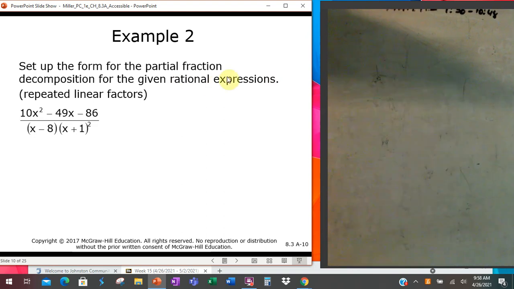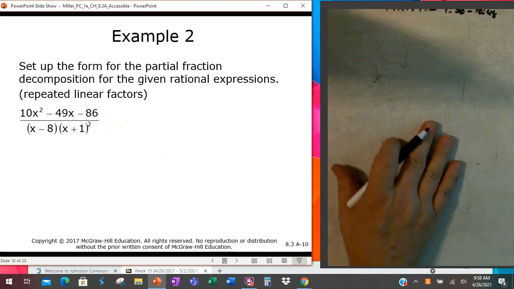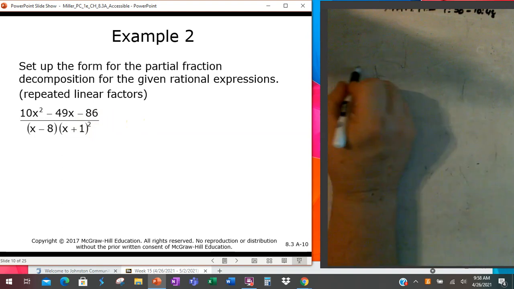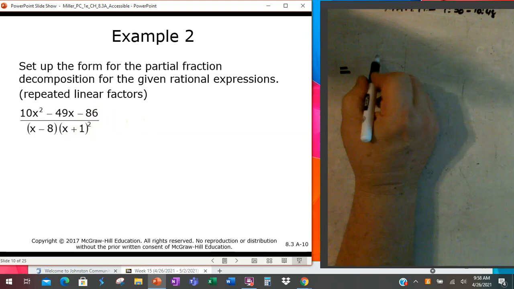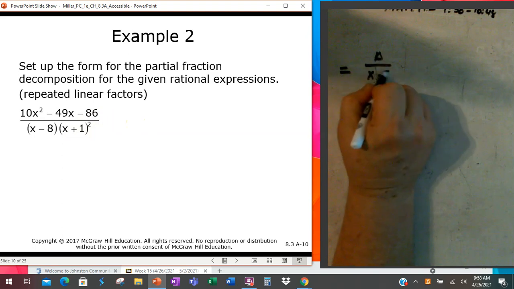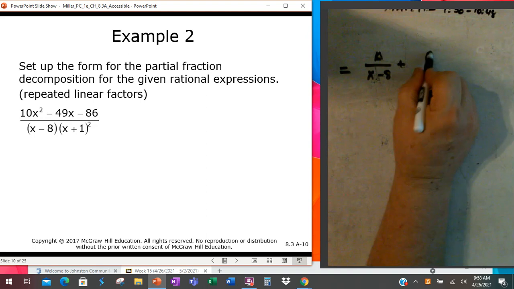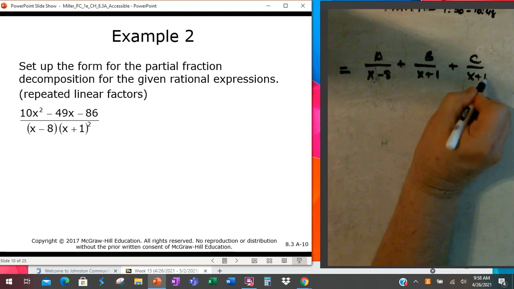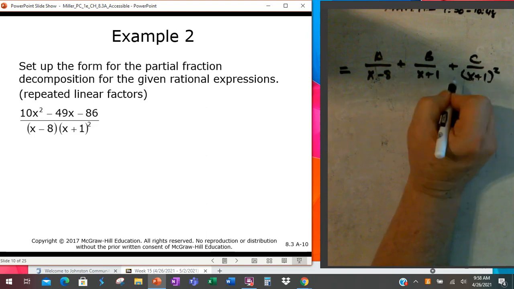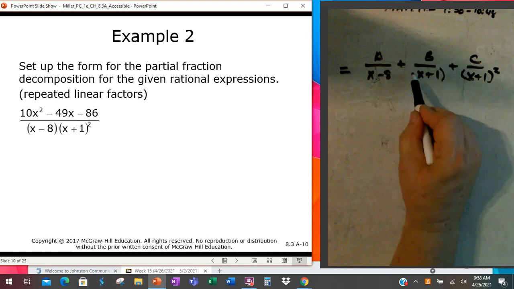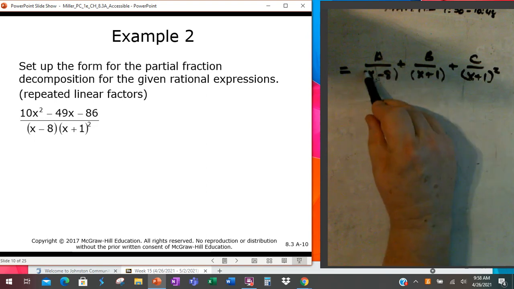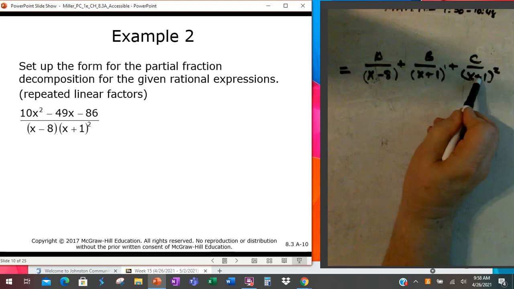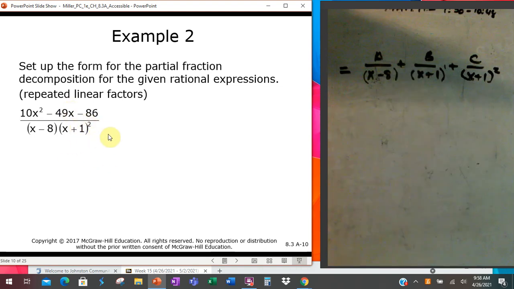If I did this one, so I've got 10x squared minus 49x minus 86 over x minus 8 times x plus 1 squared, then I would have A over the first factor plus B over the first power of this, and then C over the x plus 1 squared. I would have to count this up: 1 and then 2 to match the power over here.